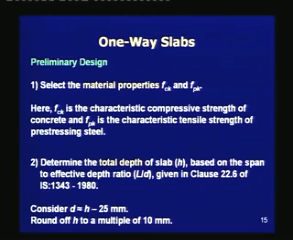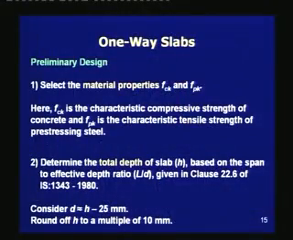First, we do a preliminary design, and in the preliminary design, first the material properties are selected. That means fck, which is the characteristic compressive strength of concrete, and fpk, which is the characteristic tensile strength of the prestressing steel, are selected.